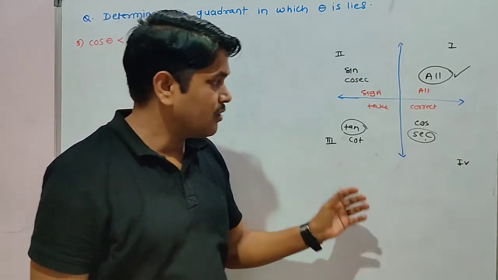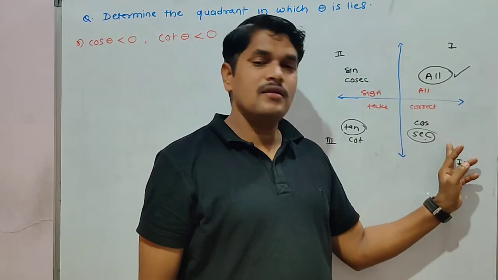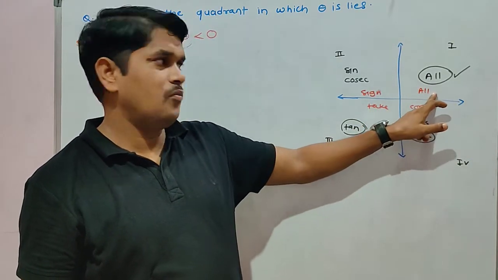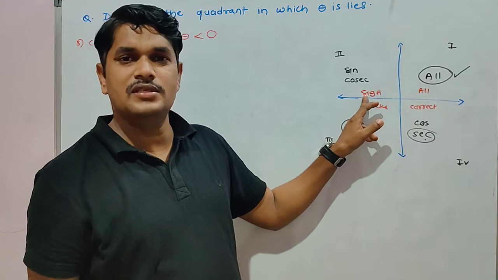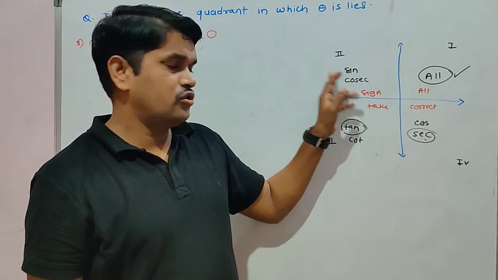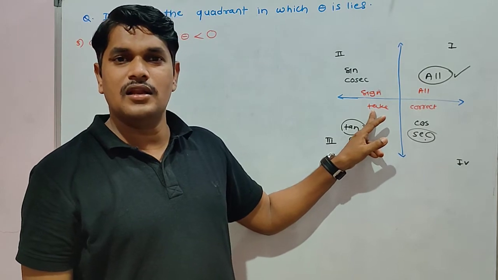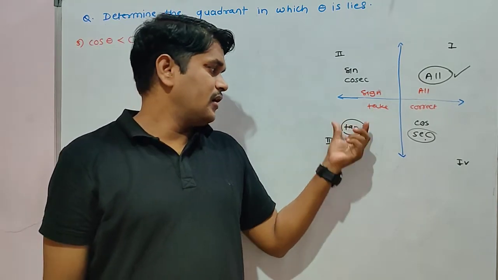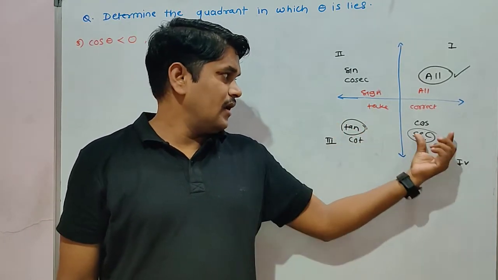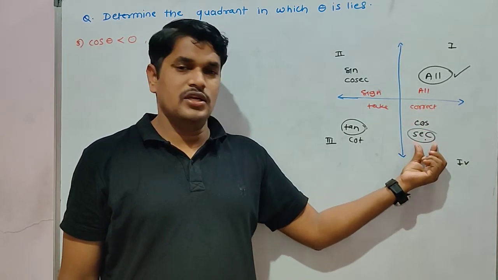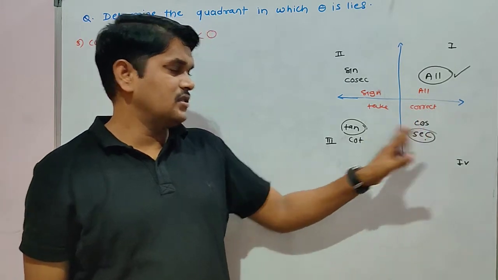Understood? Where will cos theta be positive? In first quadrant and in last quadrant. Okay, ASTC rule, take correct. All means all positive. Sin means sin and its reciprocal cosec are positive. Then T means what will tan be? Reciprocal cot. So only tan and cot are positive in third quadrant, and C means cos and sec are positive, but remaining are negative.